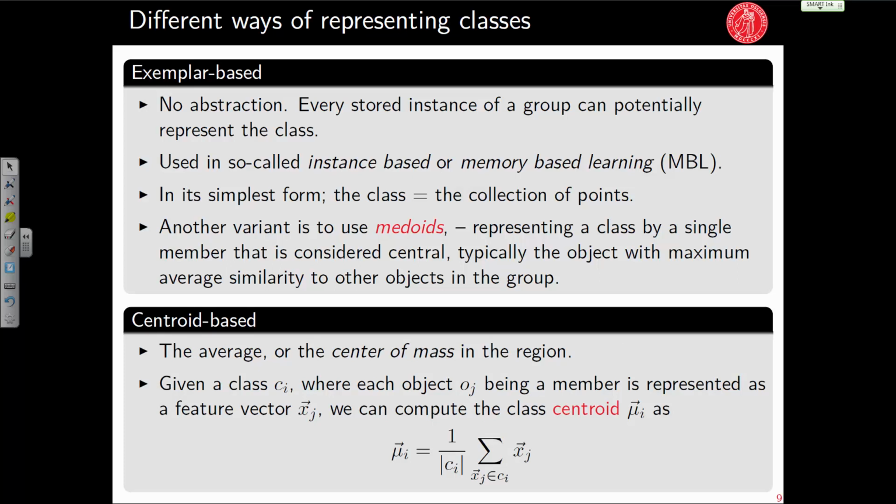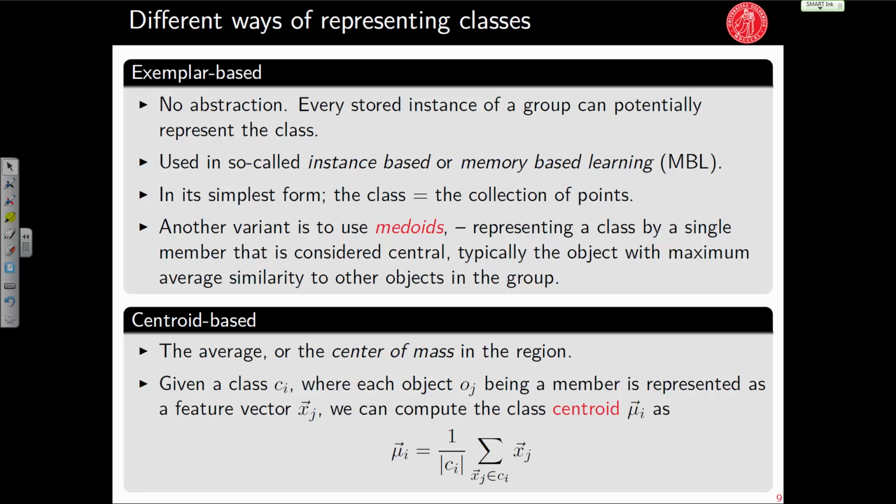Another way to represent the class is what we call centroid-based representation. In centroid-based representation, we compute the average, or what we call the center of mass, in the region. So instead of picking one instance from the set of documents as in the medoids, we compute the average of all the instances or the vectors that belong to a class and say that this is the representative of the class.